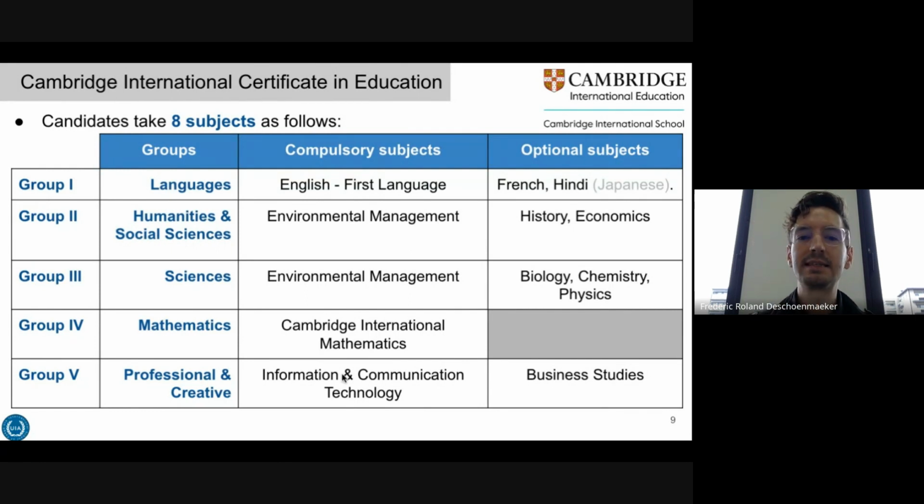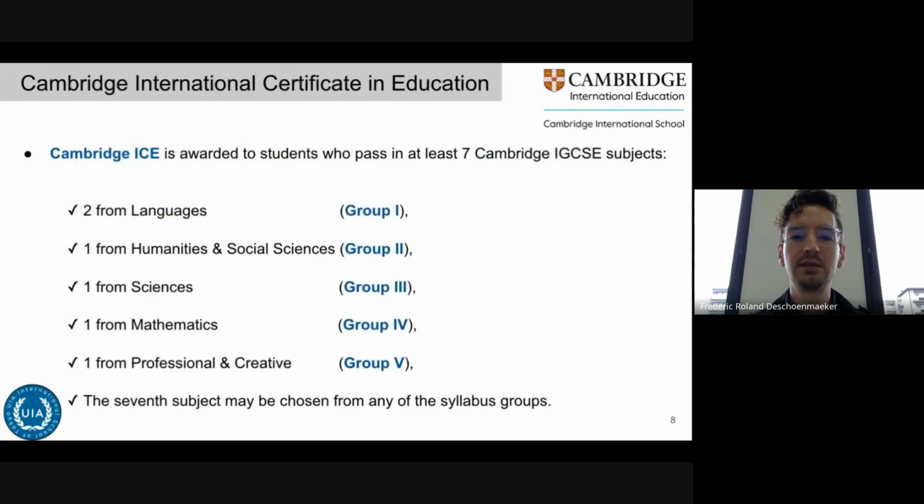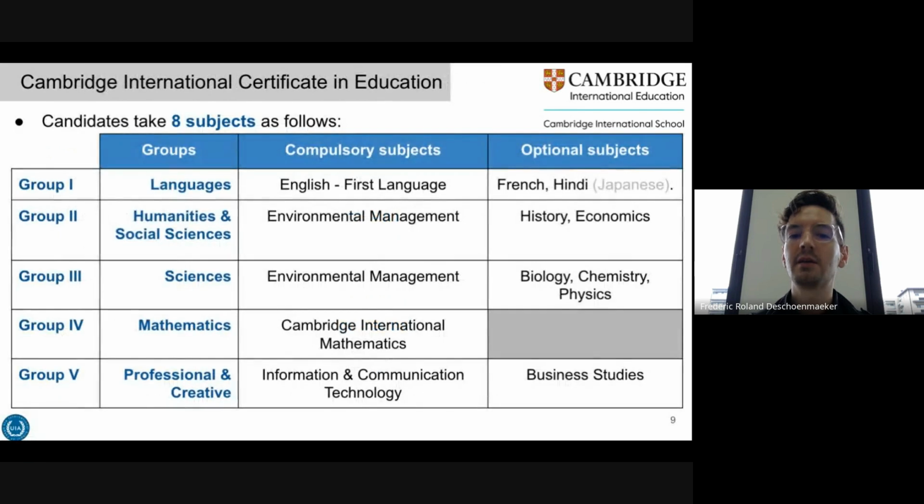And as long as they sit all of that, the 7 subjects with this distribution of subjects, they are eligible to register for the ICE, and if they pass each exam, then they will obtain the ICE certificate. The ICE certificate is not offered by all schools, so that is where we stand out among the international community. And you can see that Japanese is in gray at the moment. We'll give you an update about that one.